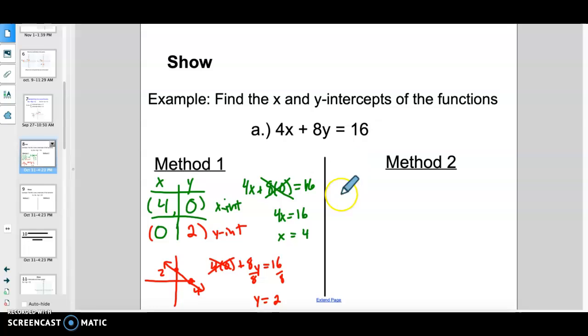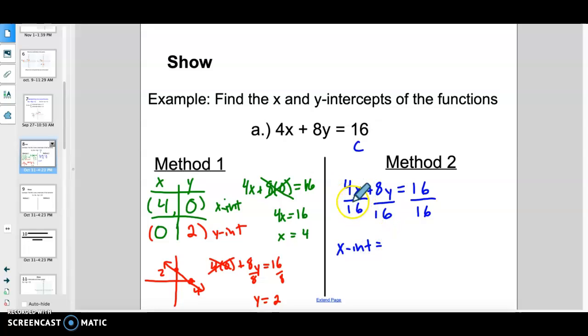The other method is kind of unique, but if you don't like the first process, you could also divide both sides by c. I'm just rewriting the equation. We're going to divide both sides by 16, because that's my c. So I'm going to divide 16 here, 16 here, 16 here. Then this equals 1.